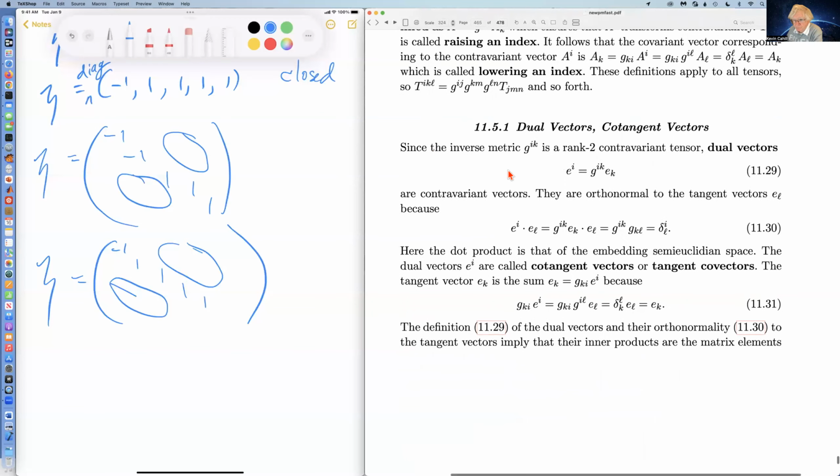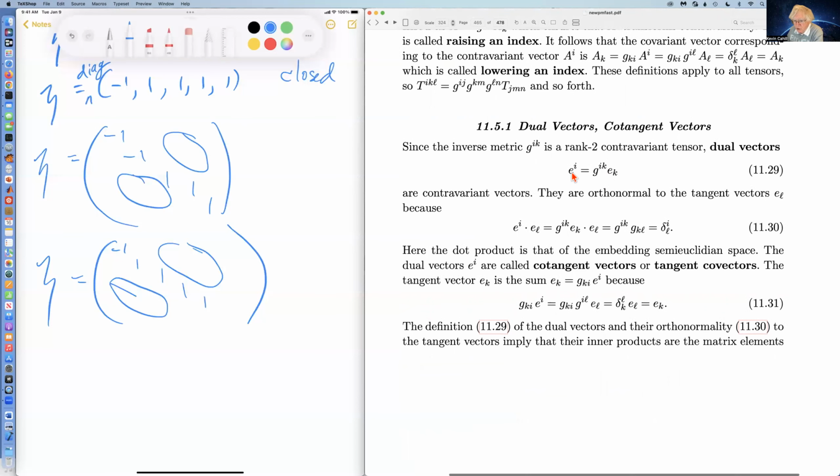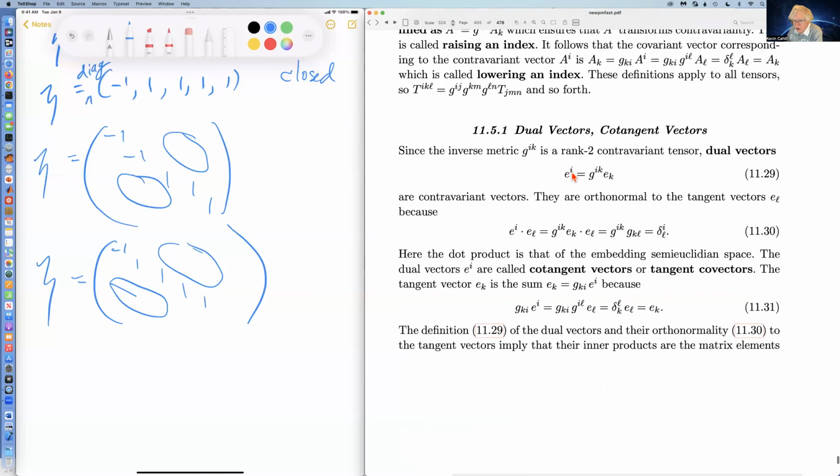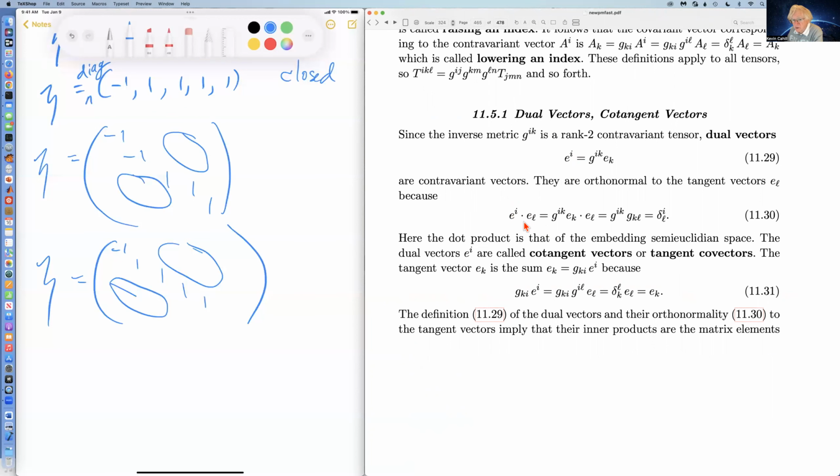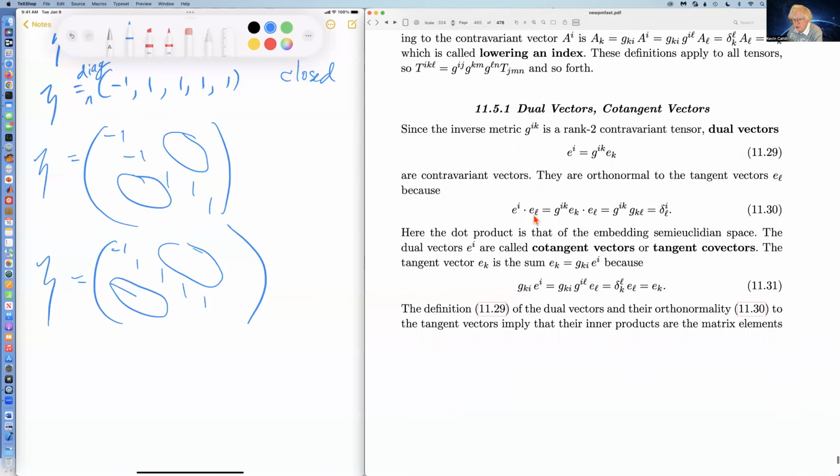The tangent vectors are covariant, and if you multiply them by this rank 2 contravariant tensor, you get a contravariant vector. And these things are called cotangent vectors or tangent covectors. And their dot products with each other are, well, they're orthonormal. That is to say, the tangent vectors are orthonormal to the cotangent vectors.